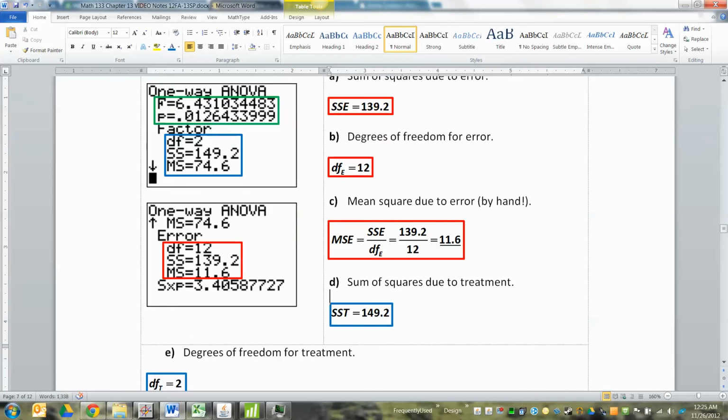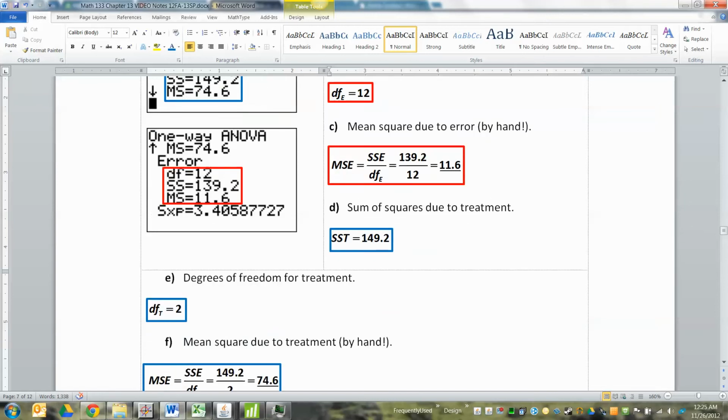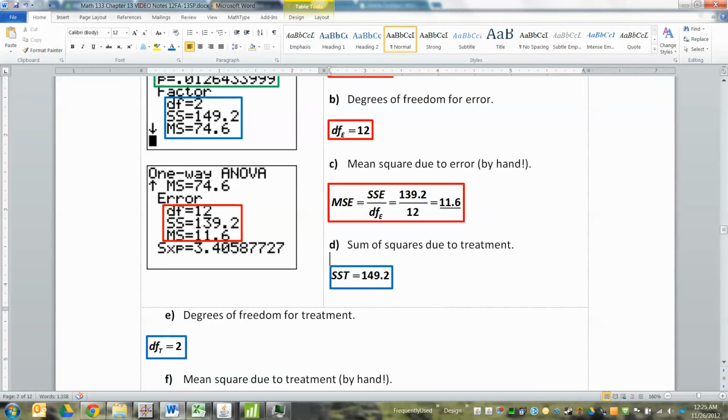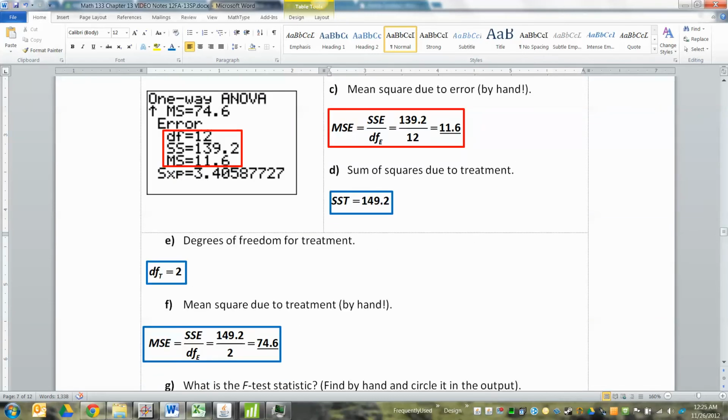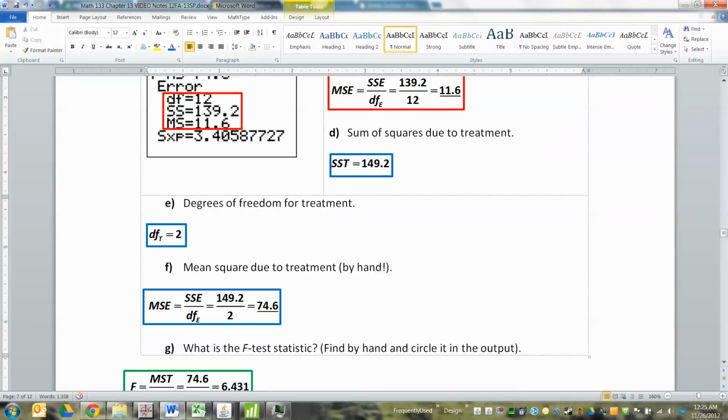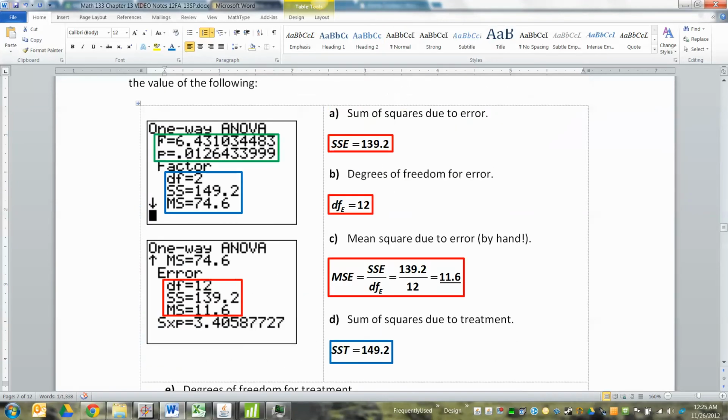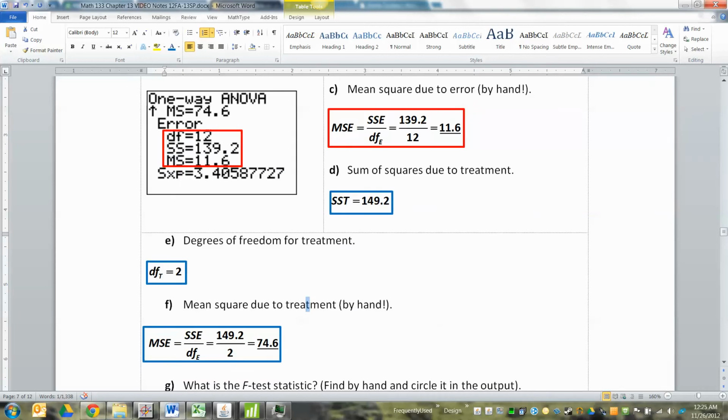If you're asked to do it by hand at gunpoint, you now know how. Now the treatment, sometimes called factor, depending on their program. So the sum of squares due to treatment was the 149.2. You divide it by the 2, which was your degrees of freedom, right? And if you did that, 149.2 over 2, that would give you 74.6. That's your mean square due to error. So we found it by hand, taking 149.2, dividing it by 2. But if you didn't, it's still right there, 74.6.